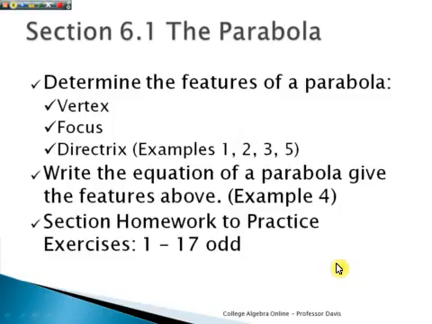Module 11 is simply on one chapter, the conic sections. And there are three conic sections we're going to study. One for each section in this chapter.